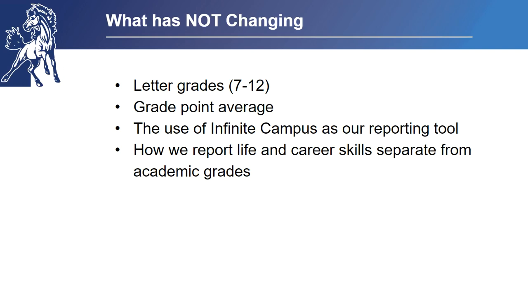Ultimately, the letter grade will still be present for grades 7 through 12. This is averaged based on an algorithm that takes the total number of proficiency scores and changes it into a letter grade. Also, students will still receive a grade point average. Infinite Campus is still our reporting tool, and we report life and career skills separate from academic grades.